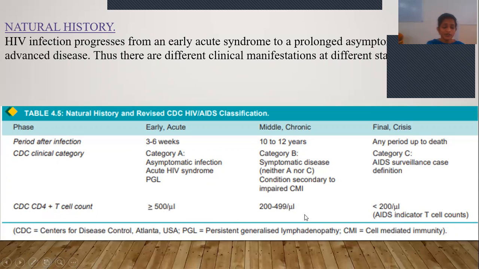Why? Because during this infection, CD4 T cells will be destroyed, so the number will be decreasing as the stage progresses. In the final stage, the CD4 T cell count will be less than 200 per microliter. So it indicates AIDS, and the T cell count can be used as a diagnostic parameter in diagnosing HIV.